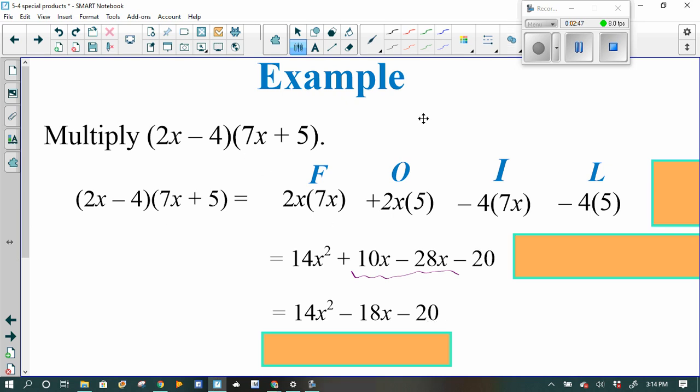So it's pretty easy, and like I said, you can always do your first, outside, inside, last. So if you do your first and last on the top, your inside and outside on the bottom, it almost looks like a squishy face cartoon character.